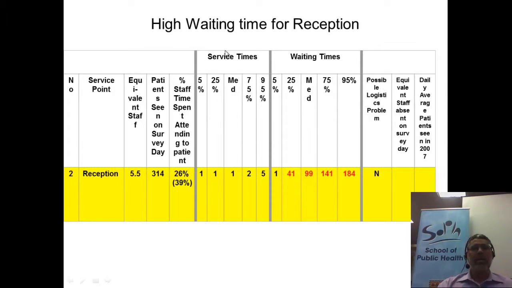Okay, now here, this column shows the service times at the service point, reception, and as you can see on median, the service time is 1 minute, with a range from 1 to 5 minutes. This means that the staff at the service point are actually very fast or very efficient at pulling out the folders for the patients and directing them where to go with their folders in order to obtain their definitive service in the community health center.